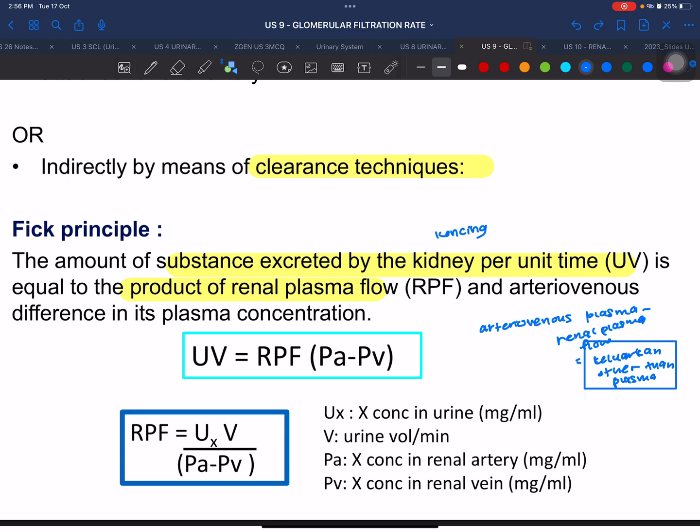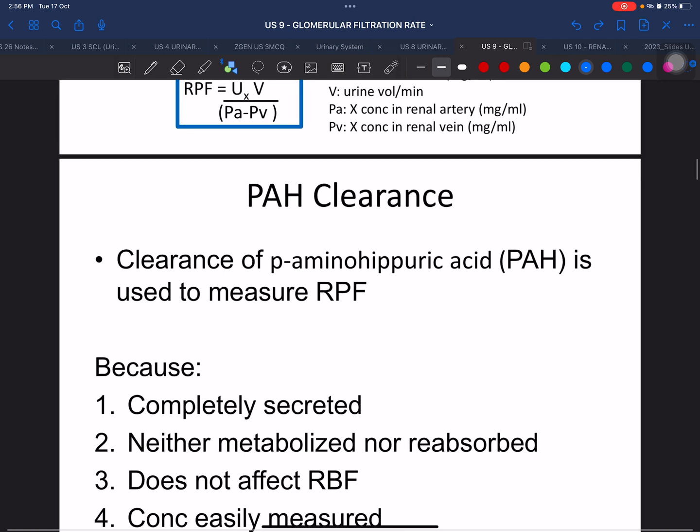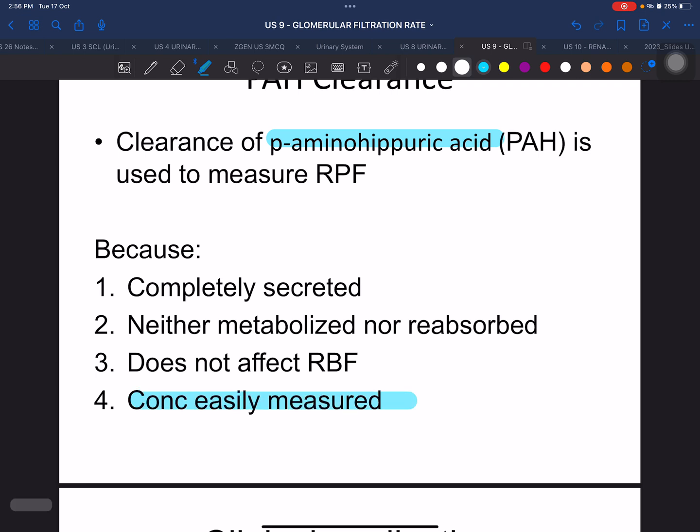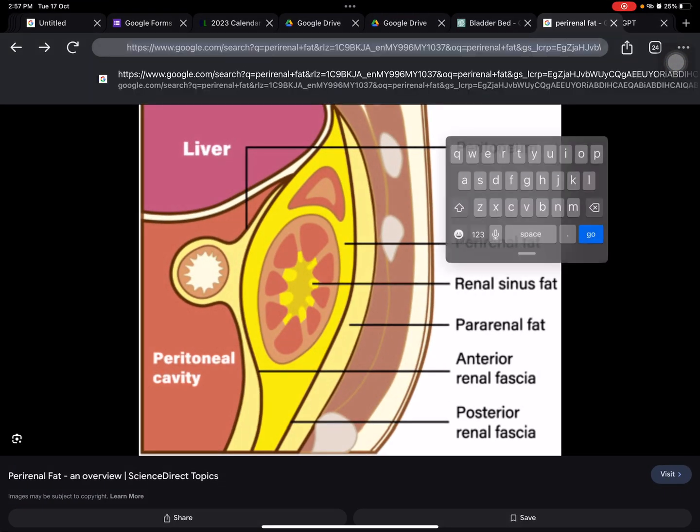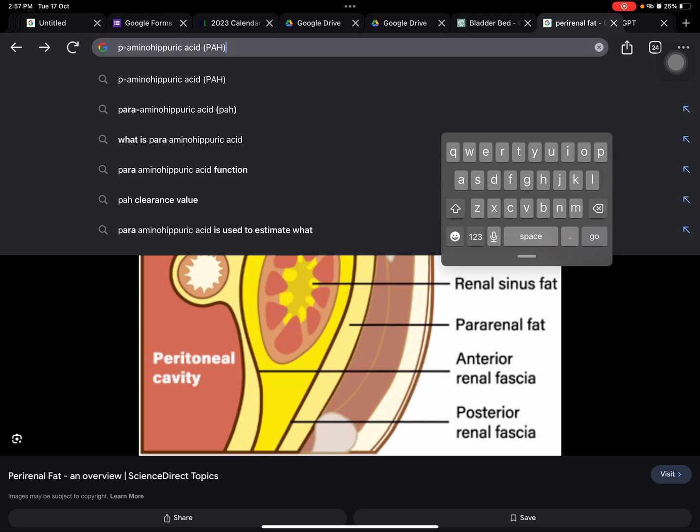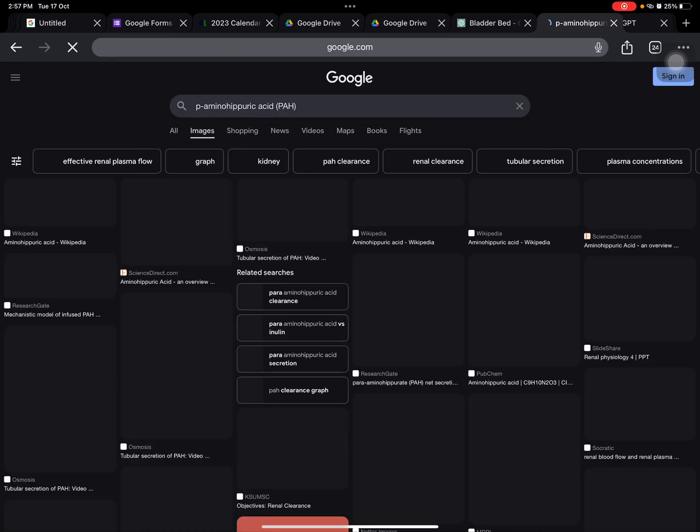Okay, what is substance X that we are talking about? This is p-aminohippuric acid, which is used to measure renal plasma flow. It fits the criteria just now: it is completely secreted, not metabolized and not reabsorbed. So everything goes to the tubule for excretion, and it does not affect the renal blood flow. And the concentration is easily measured. So in clinical practice, we use this p-aminohippuric acid.